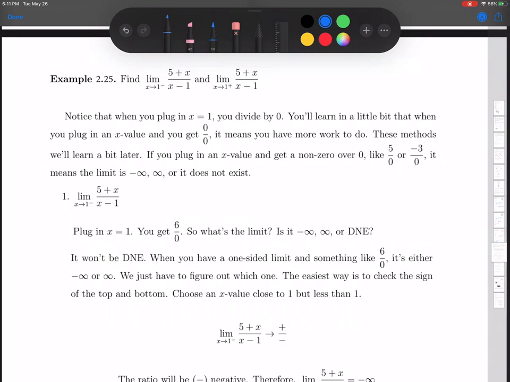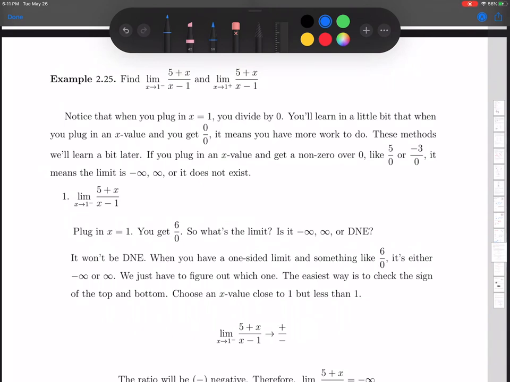If you plug in an x value and get a non-zero over 0, like let's say you get 5 over 0 or negative 3 over 0, what it means is that your final answer, and you're going to have to do a little bit of work to get here, but your final answer is going to be either negative infinity, infinity, or does not exist. You have those three options.